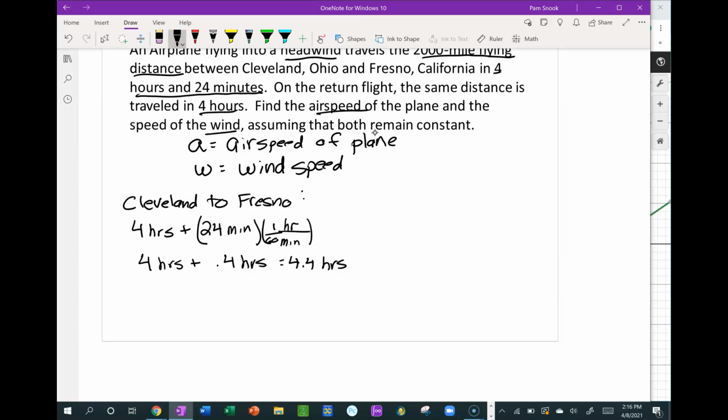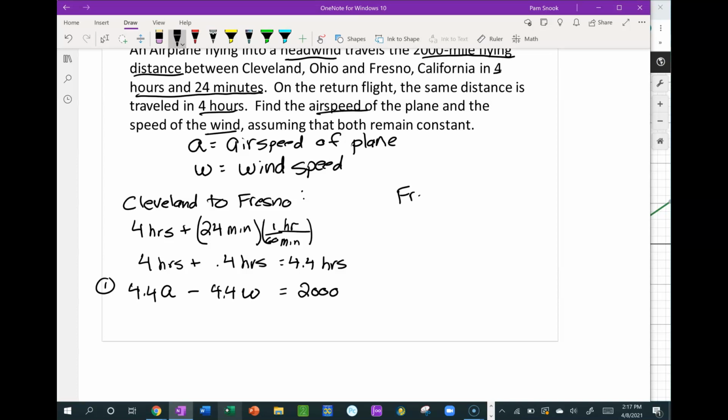Now let's write my equation. I'm traveling a distance of 2,000 miles, so I'm going to put 2,000 over here. My airspeed times its time is going to be one distance, and then if I do wind speed times its time, I get another distance. And those two distances added together have to be 2,000. So 4.4, that's the time, times my airspeed, and I have 4.4 times my wind speed. But this is a headwind, so it's working against the plane, so I'm going to put a minus in there. That's my first equation.